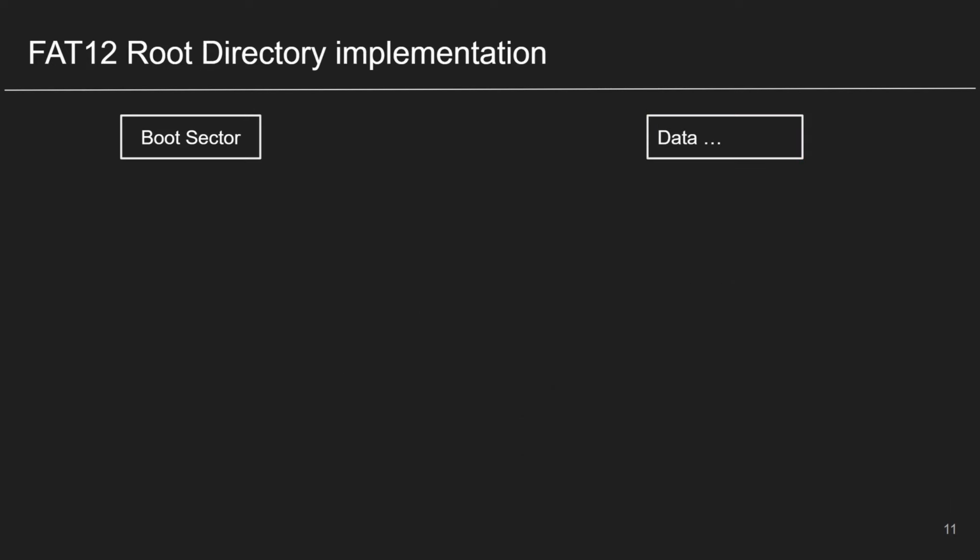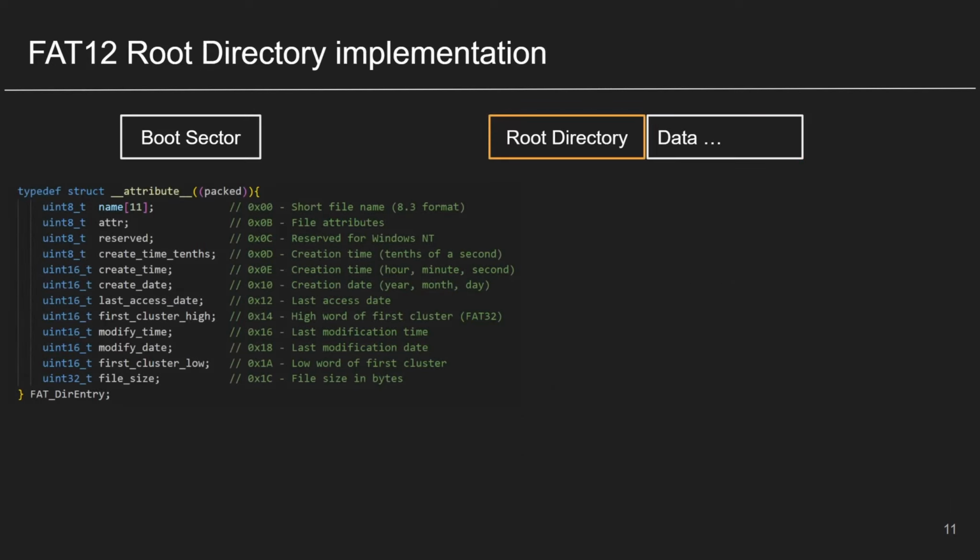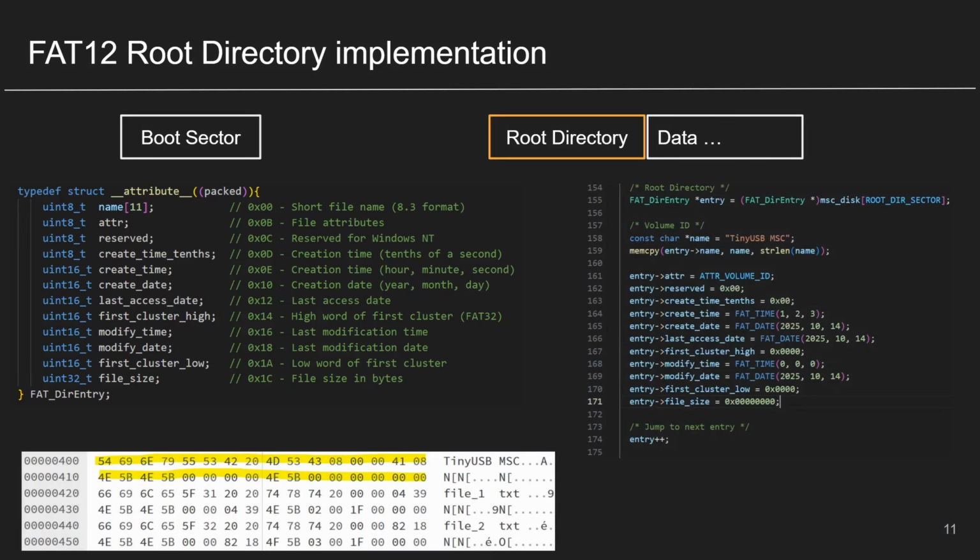Now the next region of the FAT12 volume is the root directory. This is the area that holds an array of directory entries, each 32 bytes long, describing files, folders or even the volume label. Think of it like a table of contents for the disk. Each directory entry follows a strict 32 byte format. It contains the file name, file attributes, creation and modification timestamps, and the cluster number where the file data actually starts. The very first entry in the root directory is usually a volume ID entry.